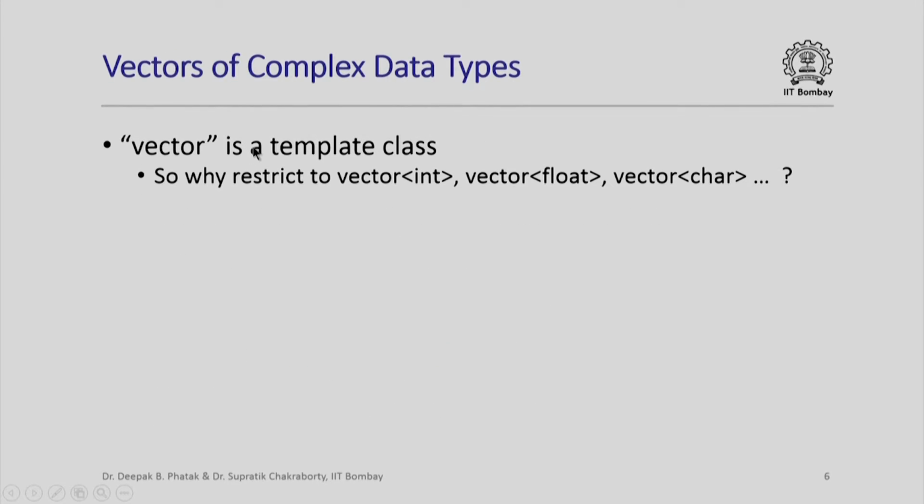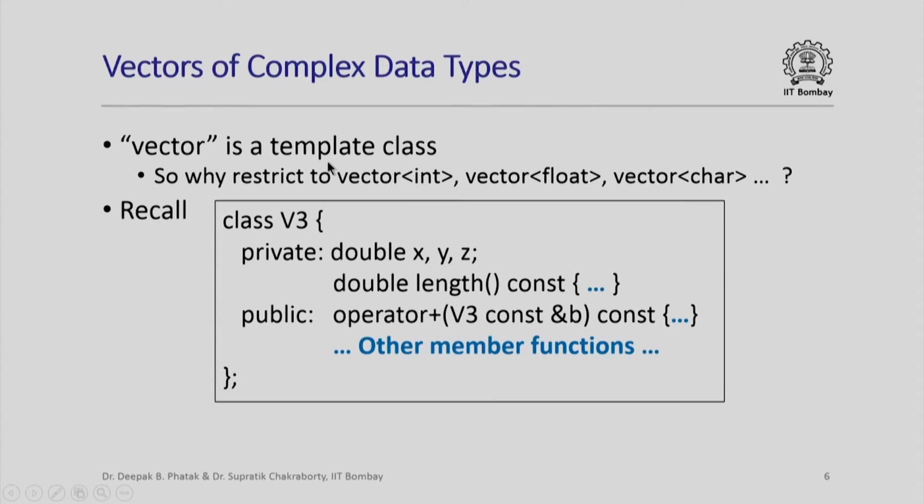Now, in the last lecture, we have basically seen vectors of integers or vectors of floats or vectors of characters, basically vectors of primitive data types. However, the vector is actually a template class. So why can't we have vectors of complex data types? Indeed, we can. Recall that we had studied a class V3 for representing three-dimensional vectors, and this had several data members which were private, some member functions which were private, some other member functions which were public, and so on. So basically this was a user defined complex data type.